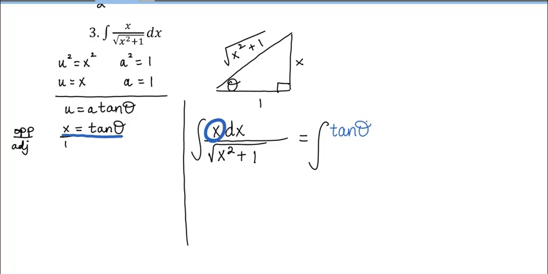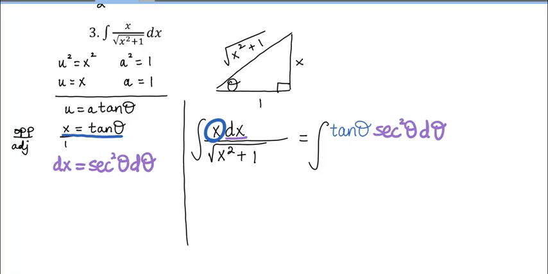Then I have to replace the dx with something. Well, if I want dx, I need to differentiate x. So if x is equal to tangent theta, then dx is equal to secant squared theta d theta, because the derivative of tangent is secant squared. And we have the d theta on the end of that.